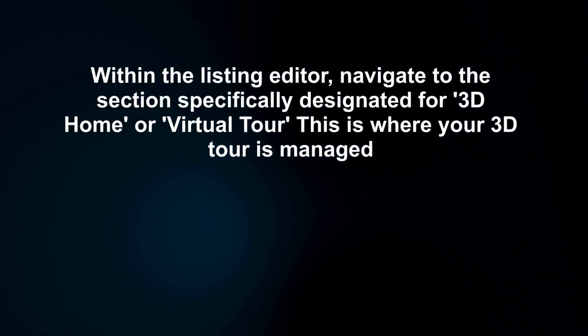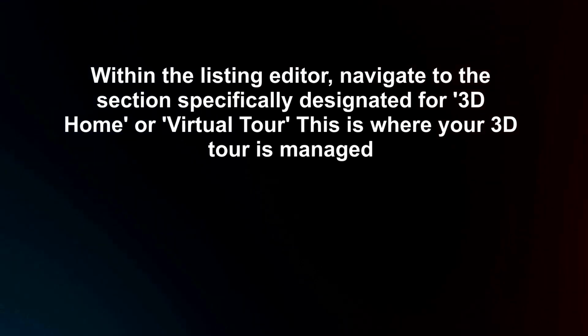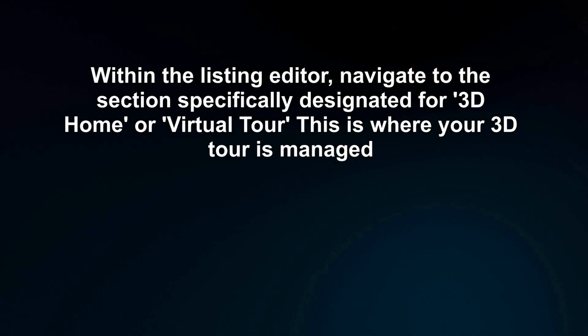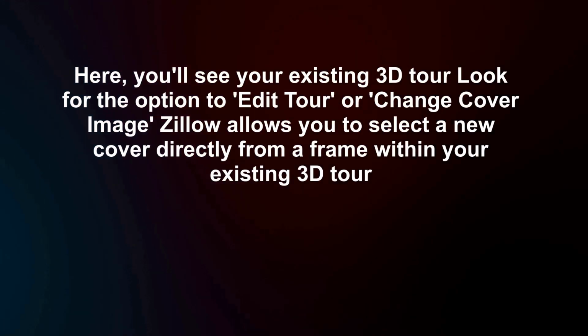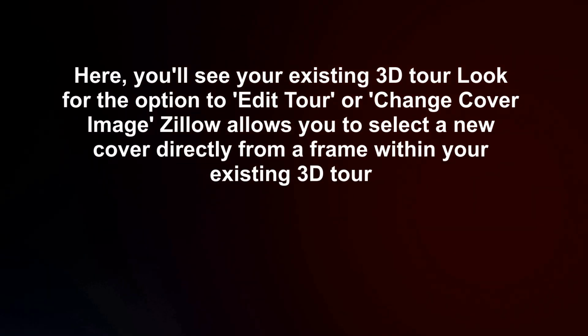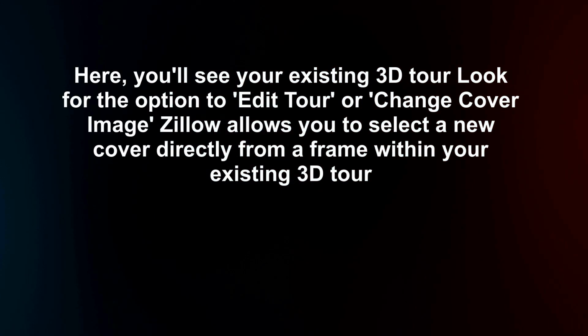page. Within the listing editor, navigate to the section specifically designated for 3D Home or Virtual Tour. This is where your 3D tour is managed. Here, you'll see your existing 3D tour. Look for the option to edit tour or change cover image.